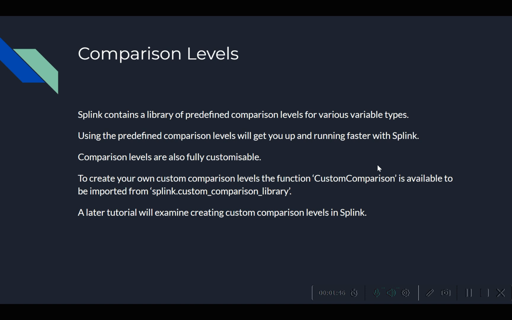Now, Splink contains a number of predefined comparison levels for various types of variables. What we're going to do in this tutorial is use the predefined comparison levels, so it will get us up and running faster in Splink. However, the comparison levels are fully customizable from within Splink, and you can do this using the custom comparison functions, which are imported using the Splink.custom-comparison library. In another tutorial, we'll have a greater look at how you would go about creating your own custom comparison levels.